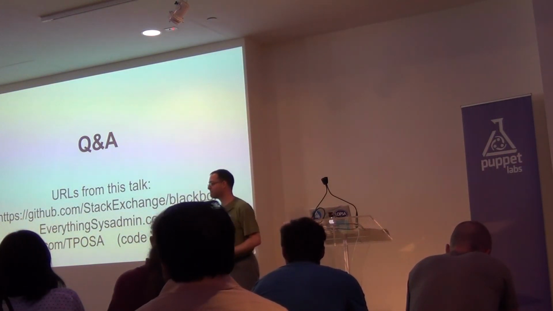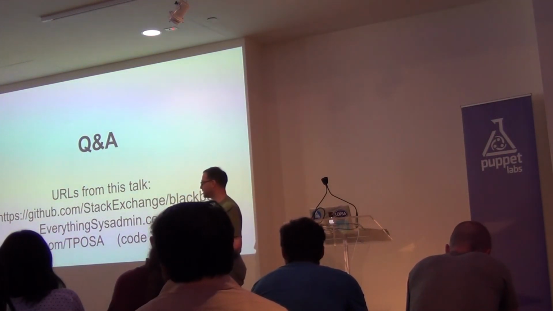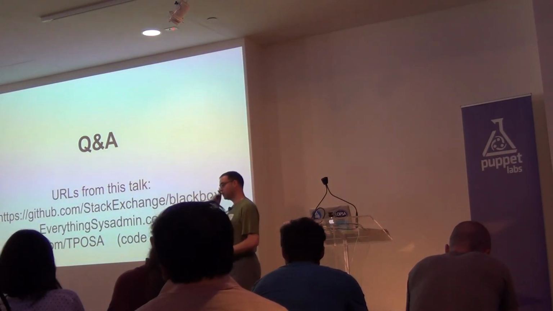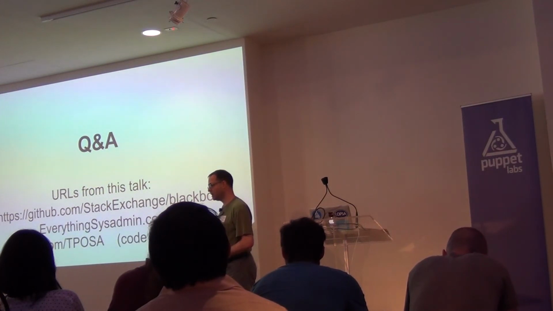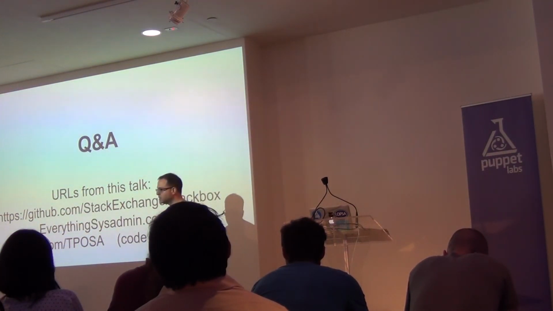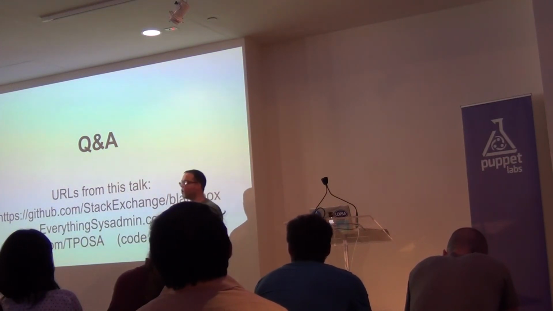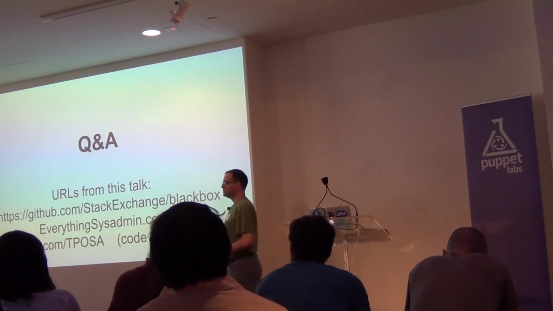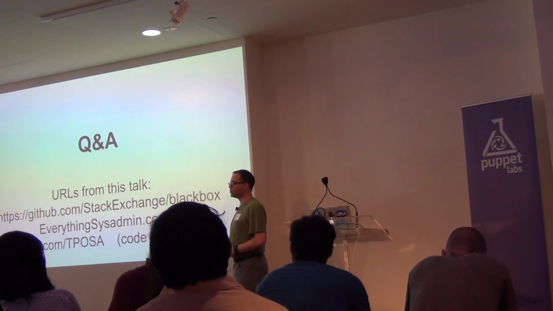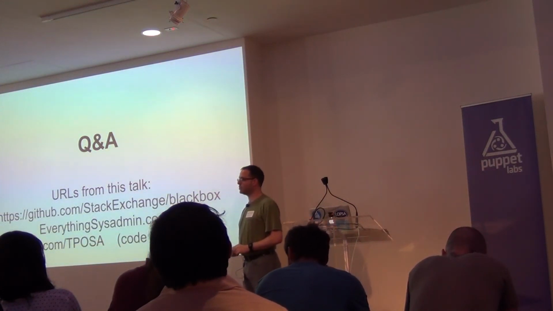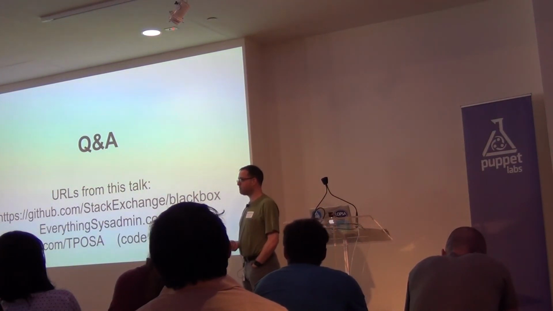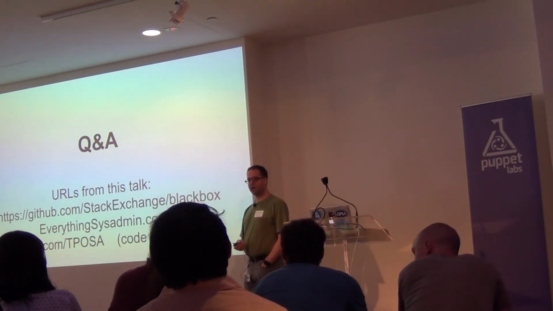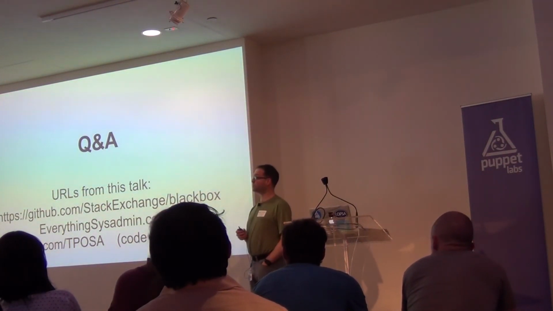Yes? Is it possible to store all the keys in a private S3 bucket, and let it get them from there instead of from here? I'm not familiar with SD bucket. S3. Oh, S3. I guess you could. So the question is, can you just access the secret bits out of an S3 bucket? There's a Hiera backend for S3, so yes.